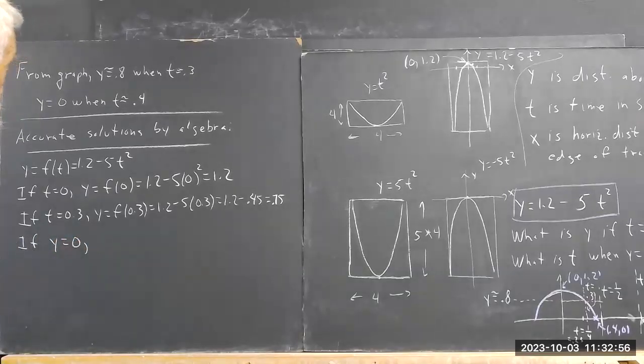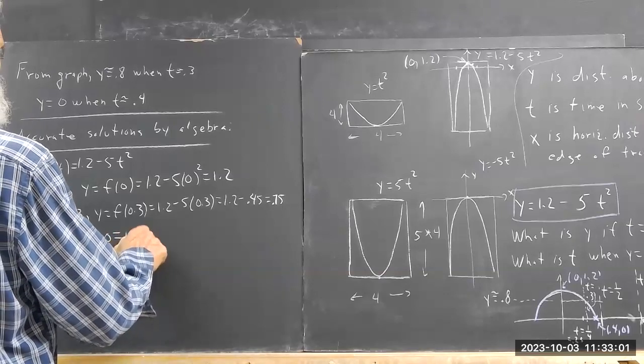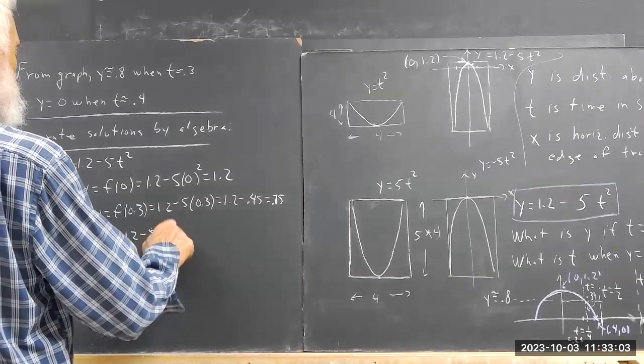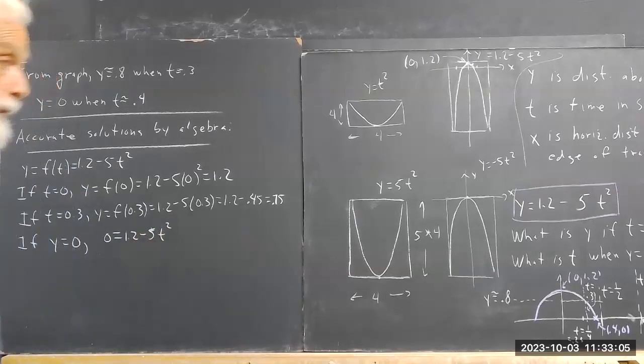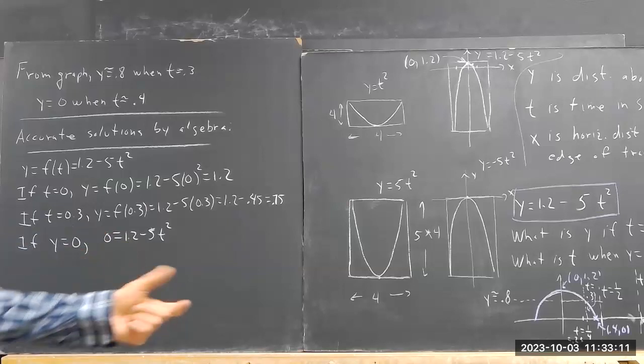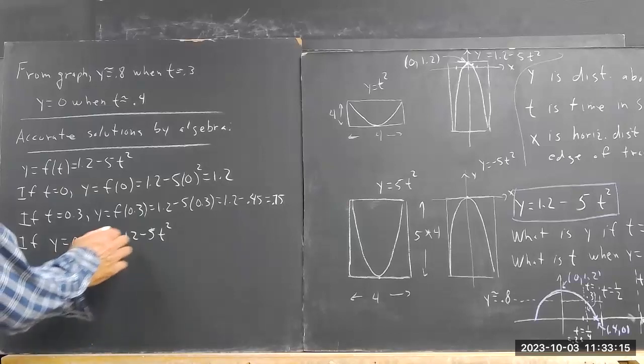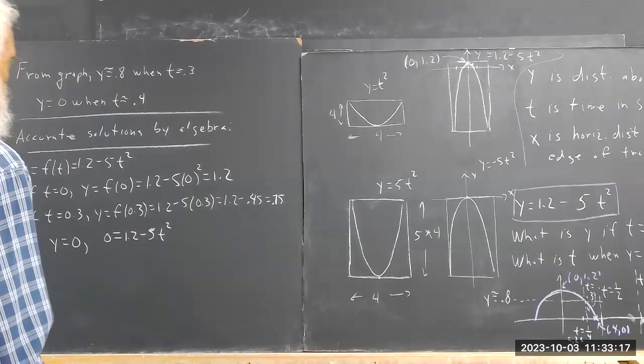If y equals 0, then we have 0 equals 1.2 minus 5t squared. Okay, and everybody was on track. I think everybody had that equation, and from what I saw, people were solving it correctly. Let's just make sure. Okay, you got 0 equals 1.2 minus 5t squared.